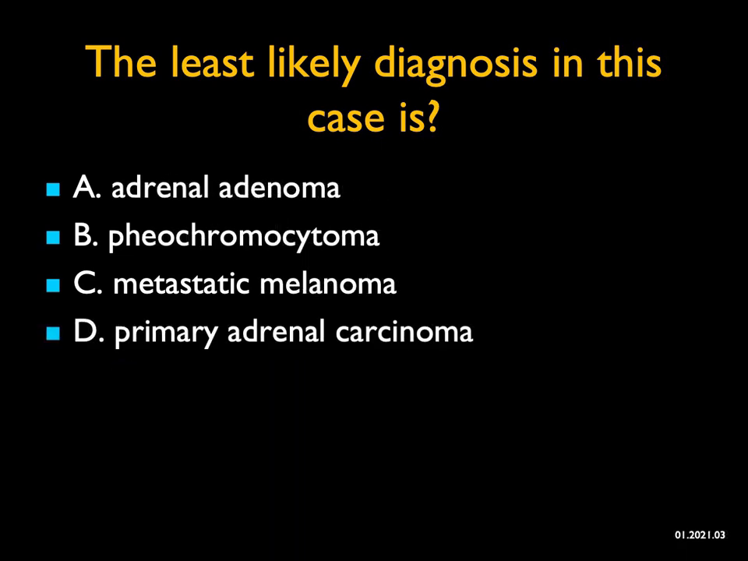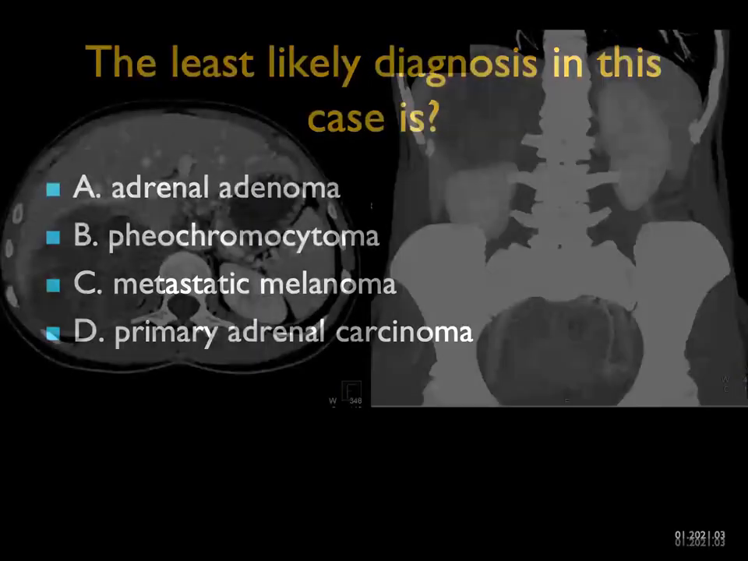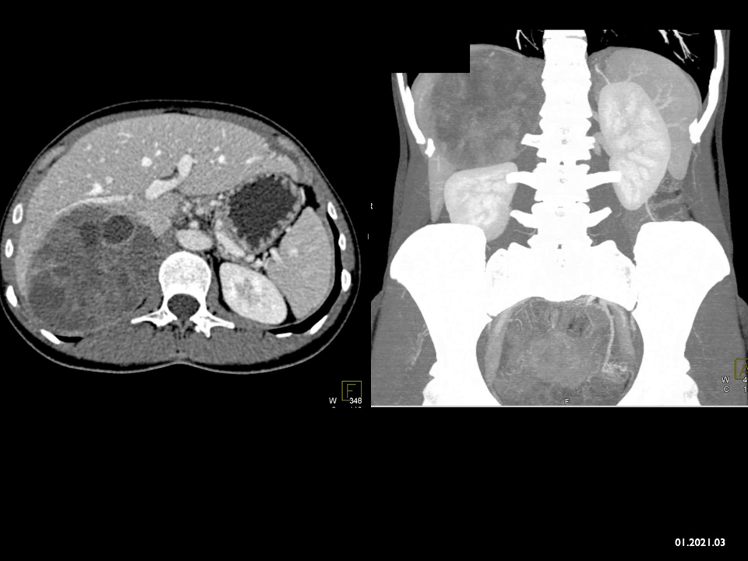In this case, the least likely diagnosis is, and you can see I've given you 4 really good possibilities. When we look at the scans, we really see a large mass arising in the region of the right adrenal. It's cystic and solid. It's displacing the right kidney downward. This also makes the point, how do I know it's not the liver? I didn't give you any liver choices. But when you look at the epicenter and how it displaces the kidney, that makes it adrenal.